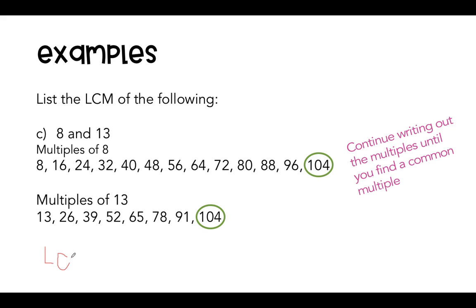Oops, I didn't write it at the bottom, but the LCM, let's write this out. The LCM equals 104. Okay, so making sure that we write that at the end of our question so that we are clearly identifying the lowest common multiple. You can't just simply go 104 and circle it. You need to write LCM equals and whatever it equals.